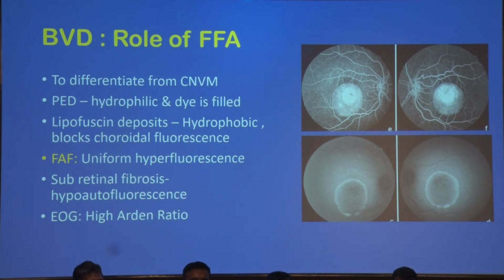These are a few pictures of Best disease which we have seen. I am stressing the importance of FFA, because when you do the angiography, it shows hyperfluorescence, and in the center you can have pooling of the dye, and a window defect because RPE atrophy is there. And this is the FAF of the same patient, showing hyper-autofluorescence in the periphery and a hypo in the center. The peripheral hyperfluorescence is due to lipofuscin deposits in the peripheral area, and the central hypo is due to RPE atrophy.